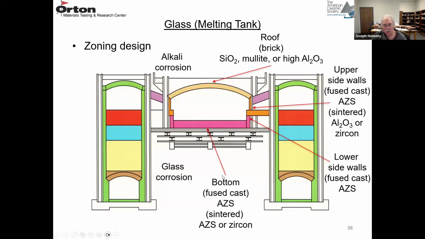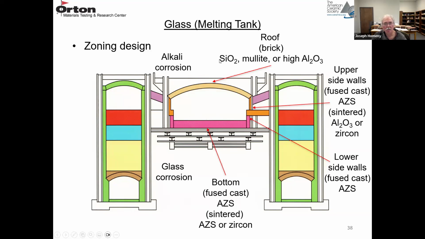So this is how it's zoned. This is the glass tank. You have alkali corrosion in the top. You have alkali vapors that evaporate, they volatilize and attack the crown and upper sidewalls. And in the bottom, you have glass corrosion.